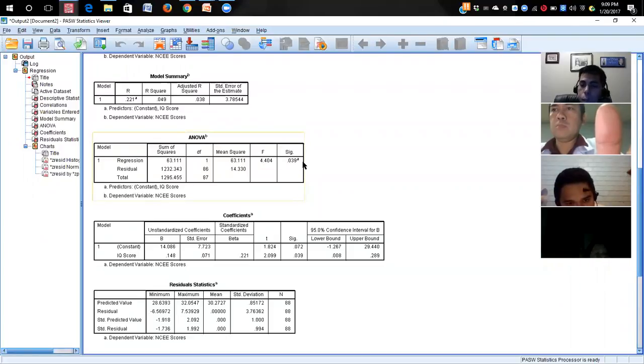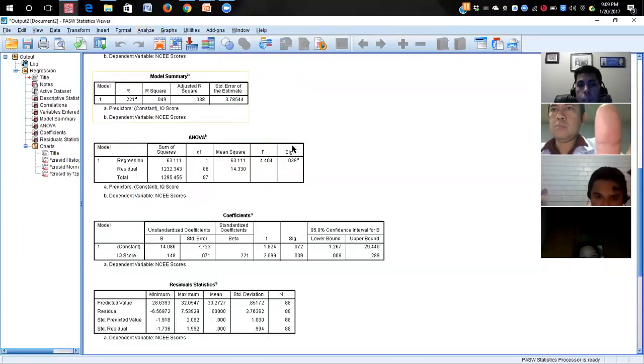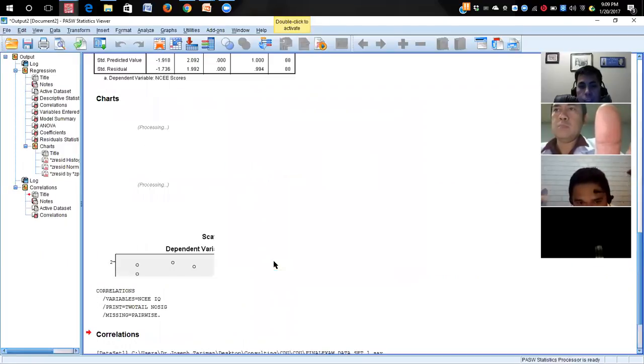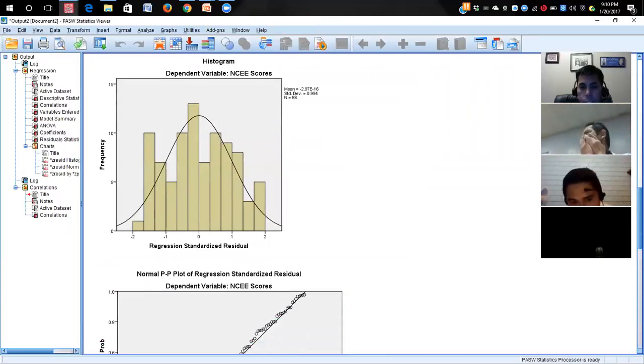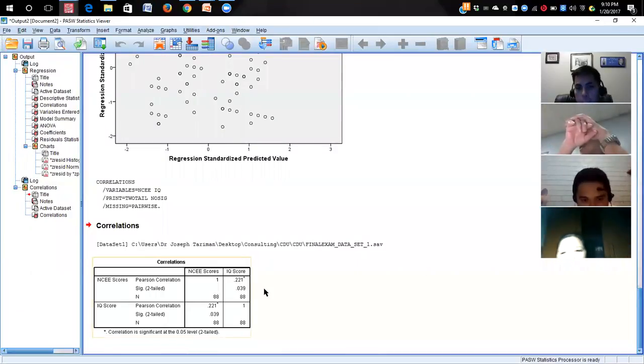And this is exactly what we get when we do a simple bivariate correlation between two variables, NCEE and our IQ. We assume that it is parametric, so we use Pearson's, because Spearman is for non-parametric. And we press OK, and that's exactly what we're getting here, for our Pearson correlation, 0.39.